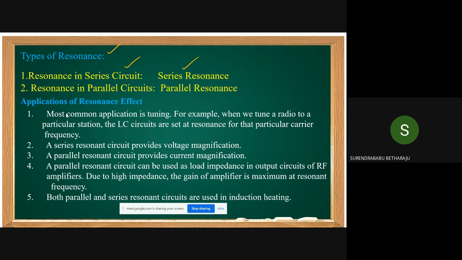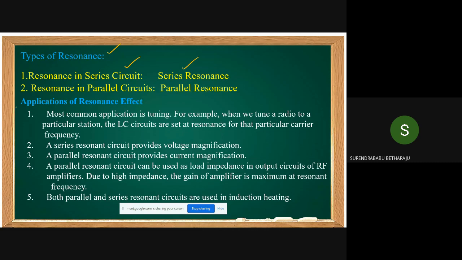Point to remember: this is not based on the type of resonance. This is based on the type of circuit. Once we are studying the resonance in a series circuit, that is called series resonance. Once we are studying the resonance in a parallel circuit, that name is given as parallel resonance. Understand? These names are based on the type of circuit.